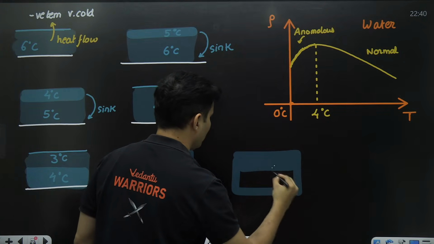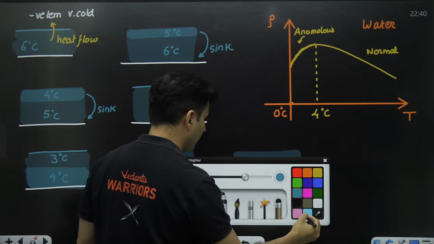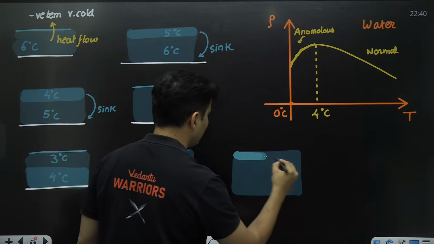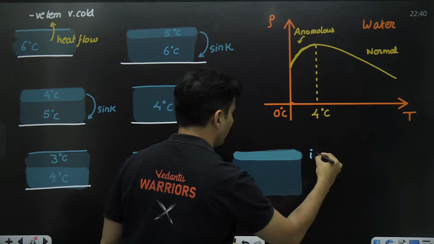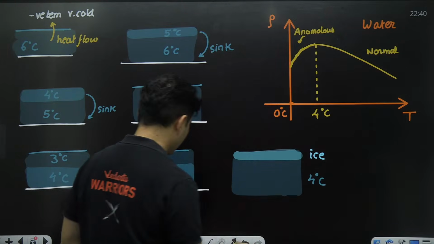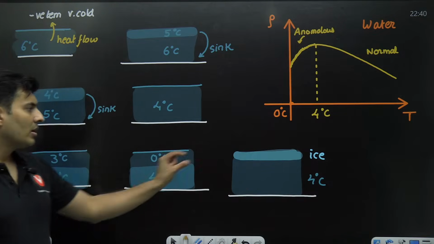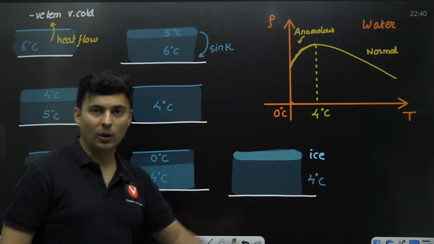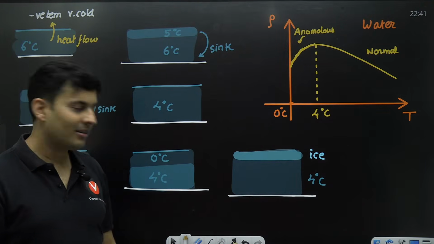Eventually, you will see a layer of ice over here. You will see a layer of basically what? Ice over here. And what is there below? You will see 4 degrees Celsius water. Okay. So that is how now you have got a blanket of ice and you have relatively warmer water.